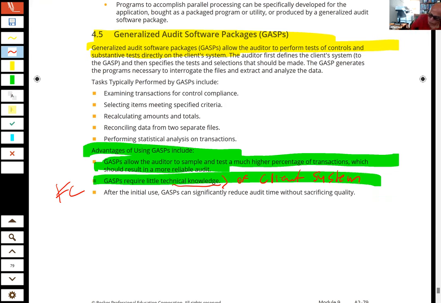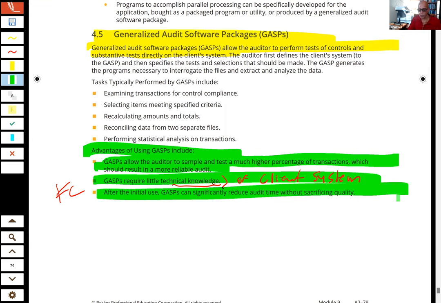And after initial use, as you get better at software like IDEA, you're going to be saving time going forward, as you go through the learning curve of using that kind of generalized audit software package.